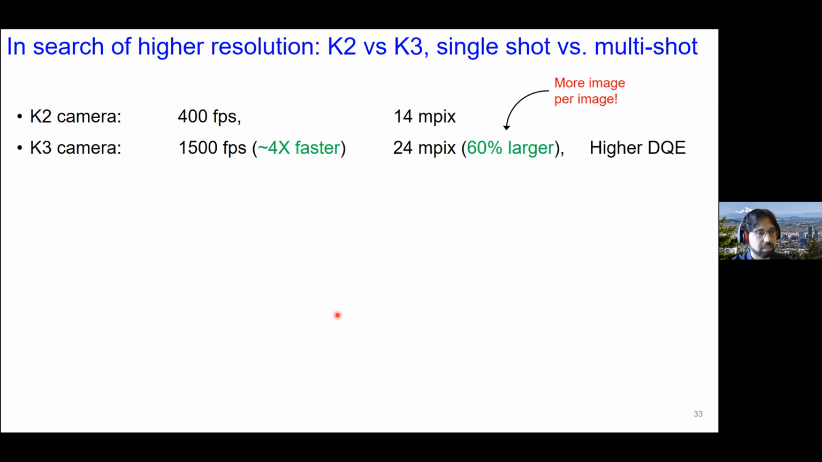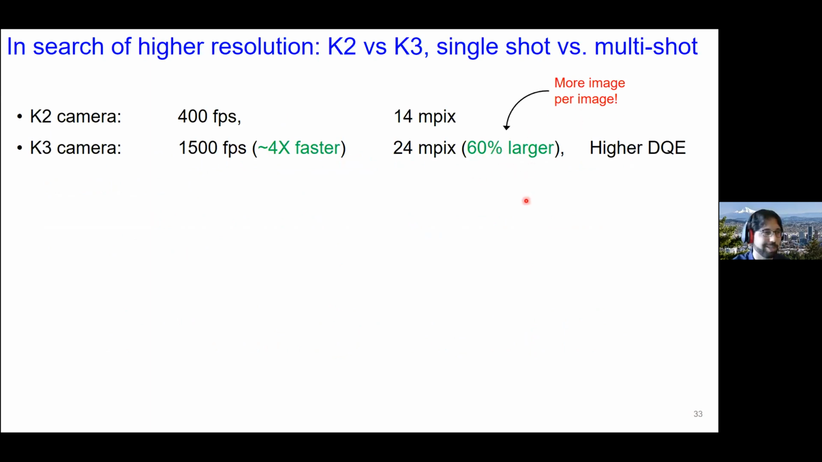And there are several advantages of a K3 camera. One, it's about 4 times faster. So you can go to higher doses without having to worry about coincident electrons. And that means that you can actually capture your images much quicker. The second thing is that the sensor itself is about 60% larger.